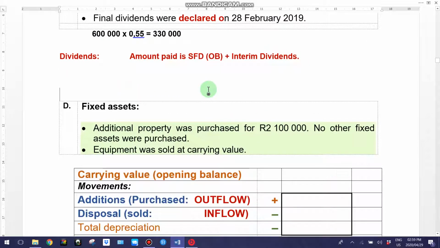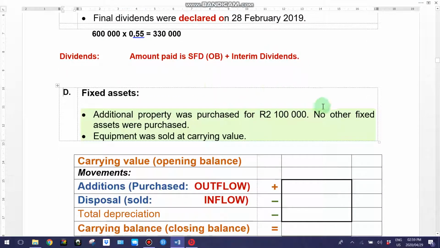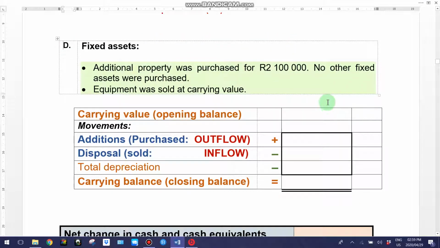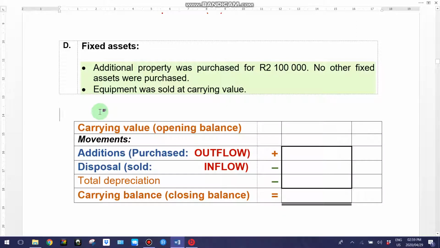When it comes to your investing activities, fixed assets, for this one, you simply look at your note. Look at this portion here now. If you look at this, it looks very familiar. It's your note.